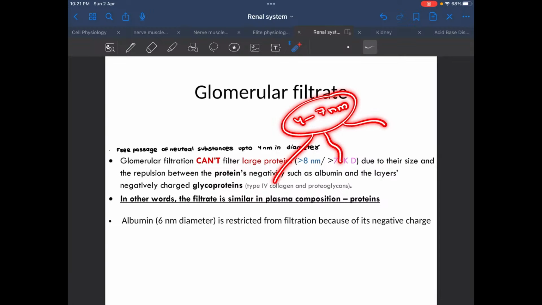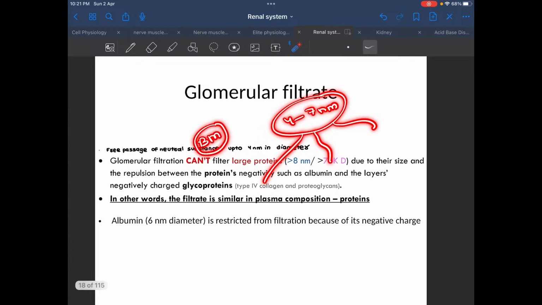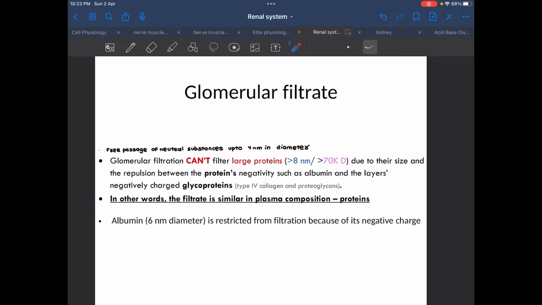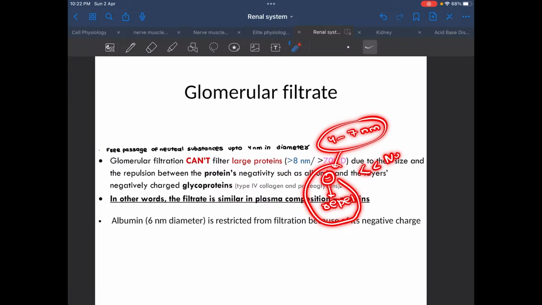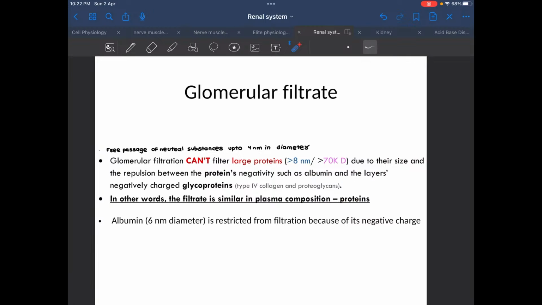How? Because the basement membrane contains some proteins. It also contains the glycocalyx, which is negatively charged, and some hyaluronic acid, which is negatively charged. So the basement membrane is basically negatively charged, and it will repel negative charges. So anything that is 4 to 7 nanometers and negatively charged will be repelled and will pass with less ease as compared to those which are neutral or positively charged. So there is a differentiation within the size range of 4 to 7 nanometers.